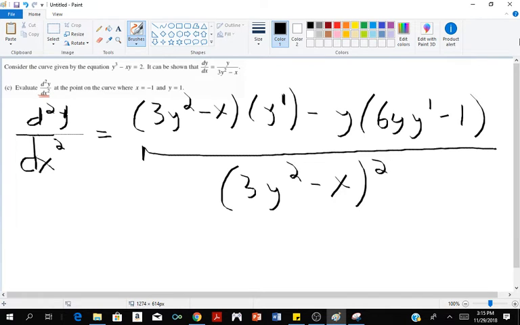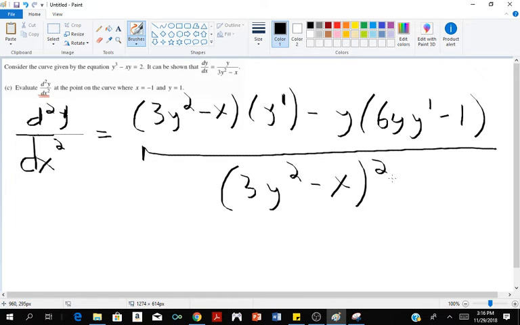Now, it's implicit differentiation all over again, except that this right here is a quotient. So we have to use quotient rule, which is low, so we take 3y squared minus x, d high, derivative of y is y prime, minus high, which is y, d low, derivative of the bottom here is going to be 6y, y prime minus 1, all over low squared, 3y squared minus x squared.